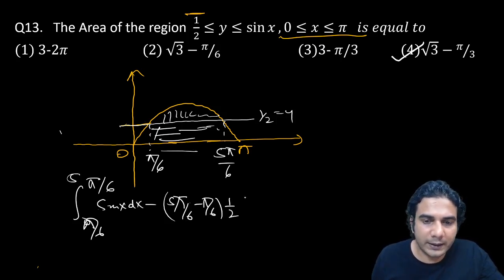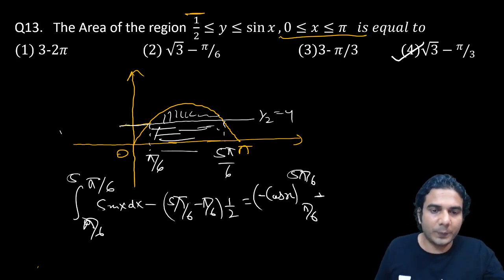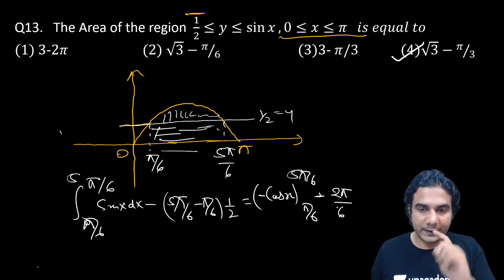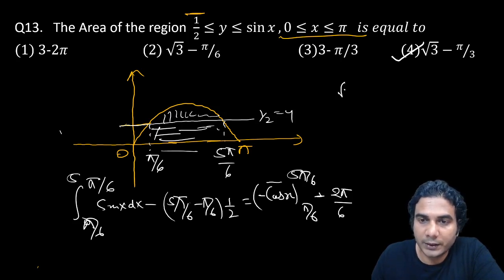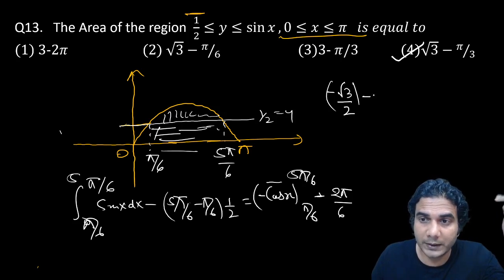All right, so let's simplify it. It is going to be the integral of sin x, which is minus cos x, from pi by 6 to 5 pi by 6, plus, minus this is 4 pi by 6. Now 5 pi by 6 minus pi by 6 is 4 pi by 6, which is 2 pi by 3. So 2 pi by 3 into 1 by 2 is 2 pi by 6. Now let's simplify this, put 5 pi by 6 in this cos x. So cos of 5 pi by 6 is minus root 3 by 2. So minus of minus root 3 by 2, all right. Plus you need to put minus of cos pi by 6.